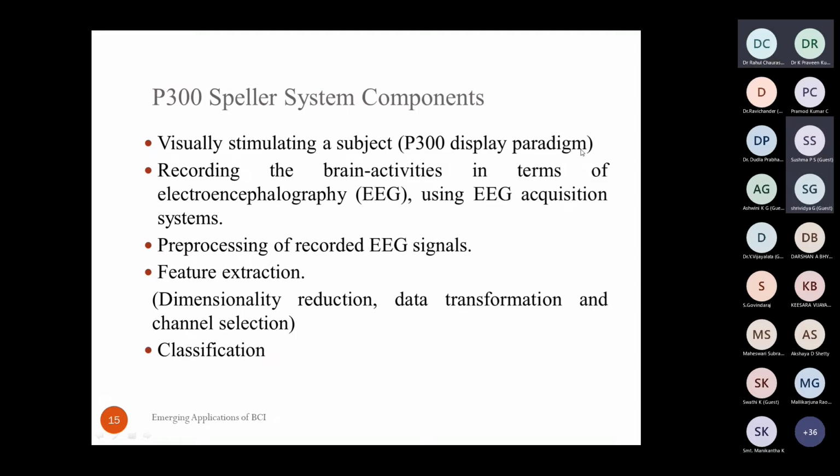Then he will be focusing on some of the characters, so you have to record the brain activities in terms of EEG signals. So you have to have an EEG acquisition device. Once you have recorded those response signals, you have to pre-process them. Maybe you want to reduce the sampling rate, maybe you want to filter out the noise. Then you will do the feature extraction, so you will take useful features. Then you will apply the classifier to find which character he wants to communicate.